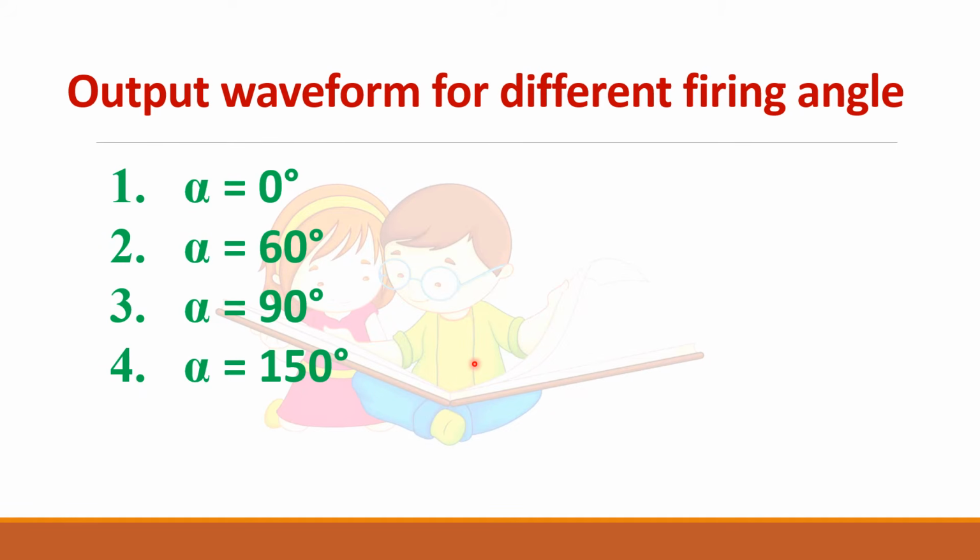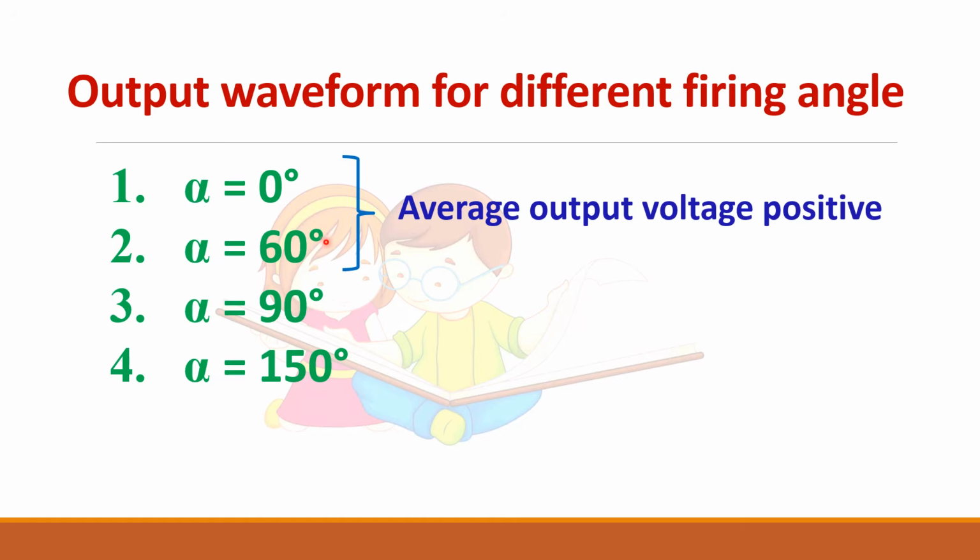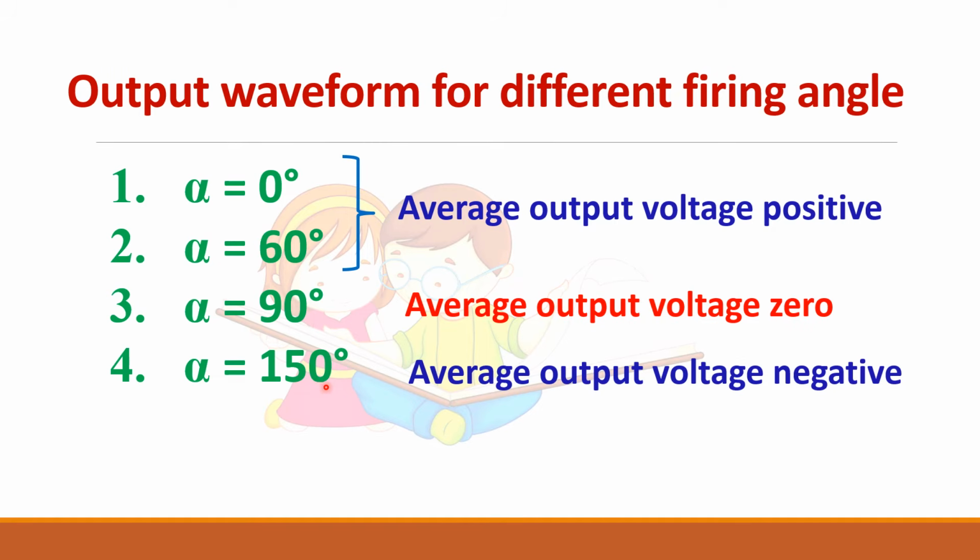So in this video we will be analyzing the output voltage for alpha equal to 0, 60, 90 and 150 degrees, 4 conditions. In 0 and 60 degrees, your average output voltage will be positive. For 90 degrees, you will get 0, and for 150 degrees, you will get negative. So this is the condition where it acts as a rectifier. Here it acts as an inverter.